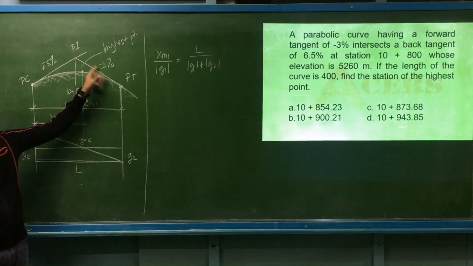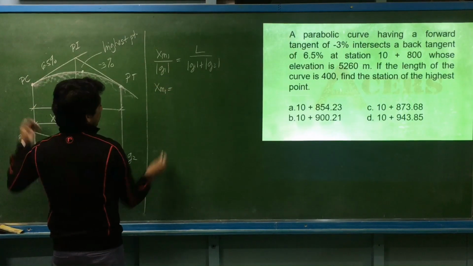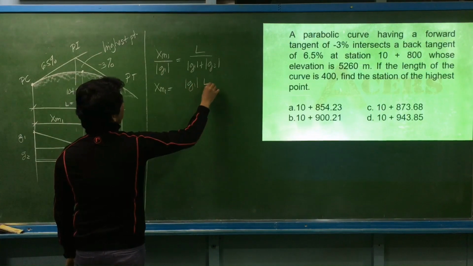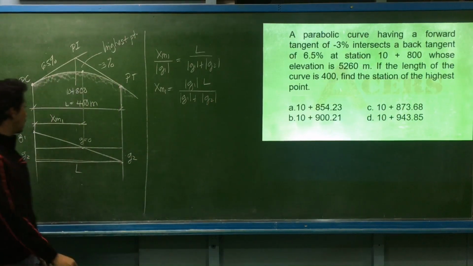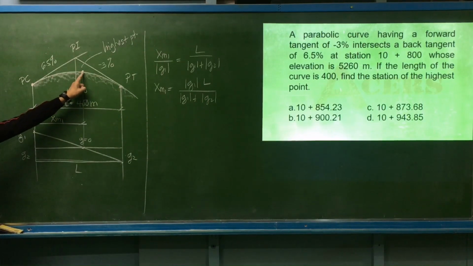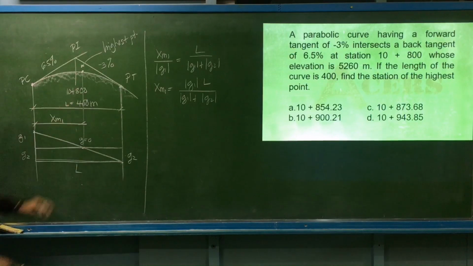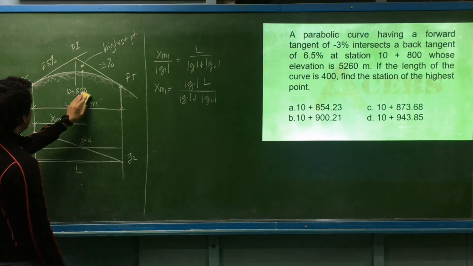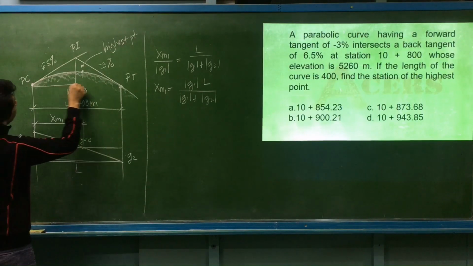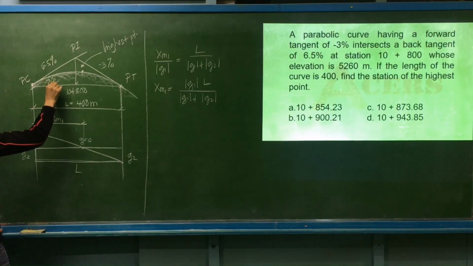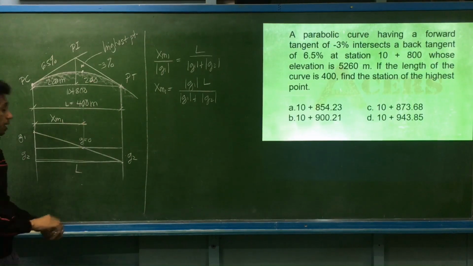Ang ibig lang sabihin naman nito is downward to the right kapag negative. So gusto natin makuha yung distance from the right side. This is the absolute value of G1 times L divided by absolute value of G1 plus the absolute value of G sub 2. So gaano kaya kalayo yung ating highest point from PC? Okay, so tingnan natin kung tama yung assumption na nandito siya sa left side. Kailangan lang naman kung nasa left side siya, it should be greater than 200 meters yung kalahati ng total length, since 400 meters yung ating curve.